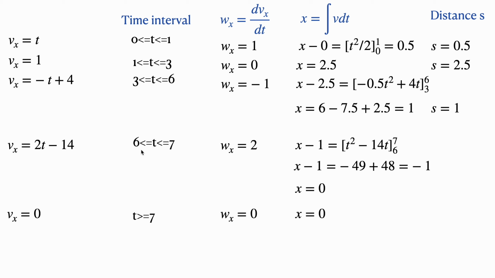In the interval of time 6 to 7, we need to integrate the function 2t minus 14. On integration, we'll get the function as t square minus 14t.